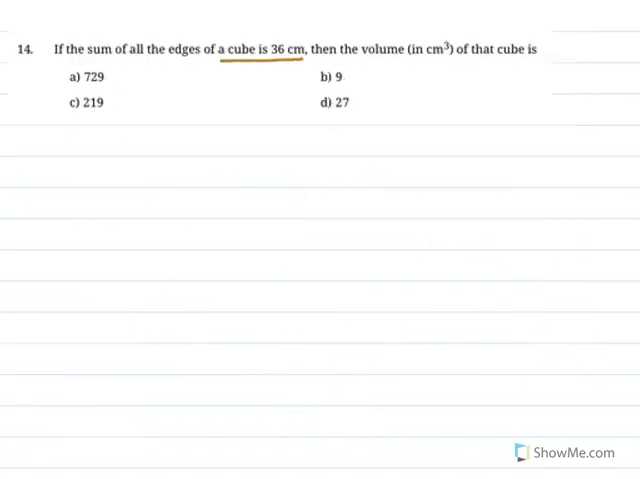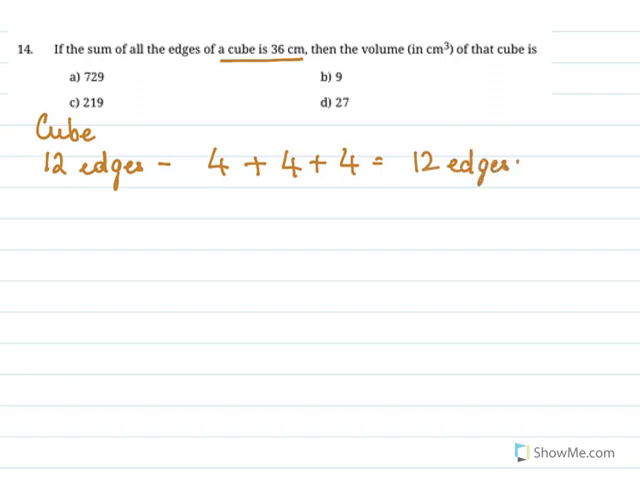If the sum of the edges of the cube is 36, now in a cube there are 12 edges. You take up a cube and you count the edges, you find there are 4 plus 4 plus 4. There are 12 edges. And all the edges are equal, all the sides are equal. So 12x equal to 36, and your x is 3. So the side of this cube is 3 centimeters.